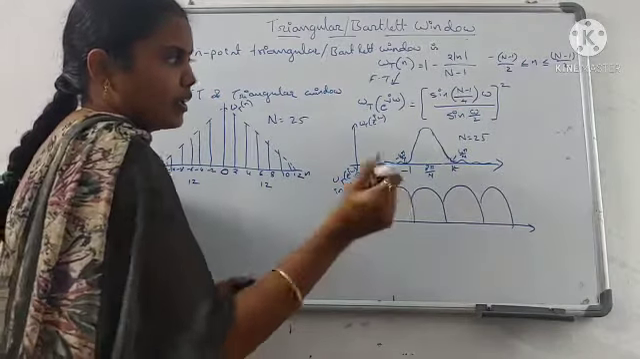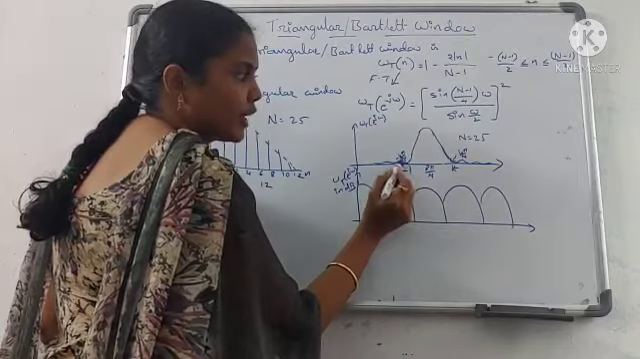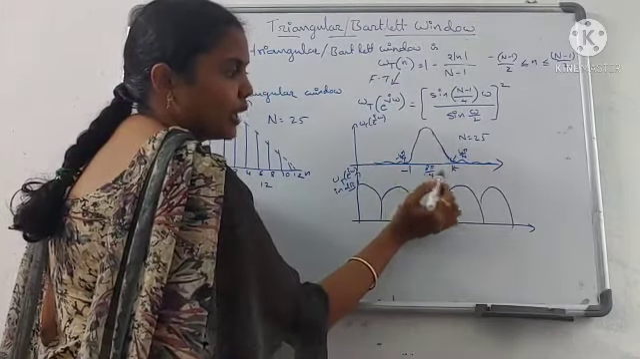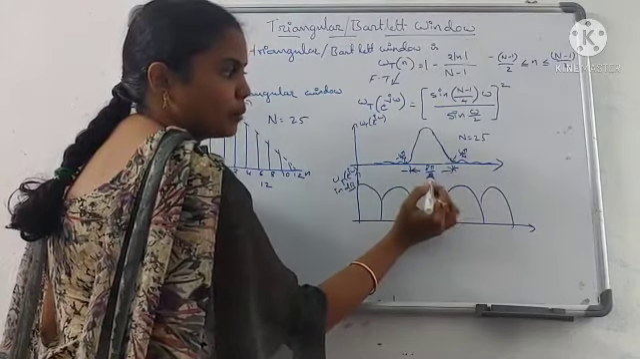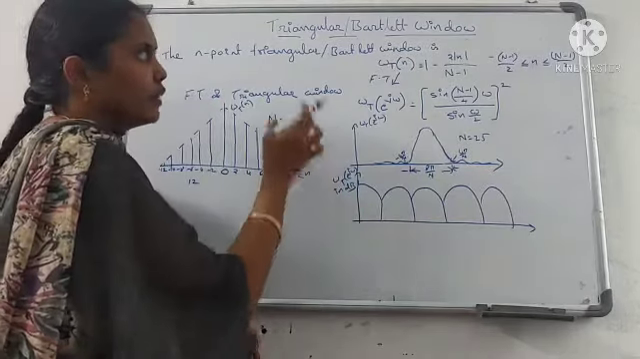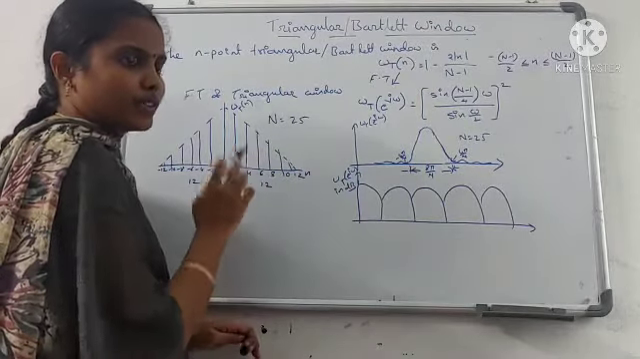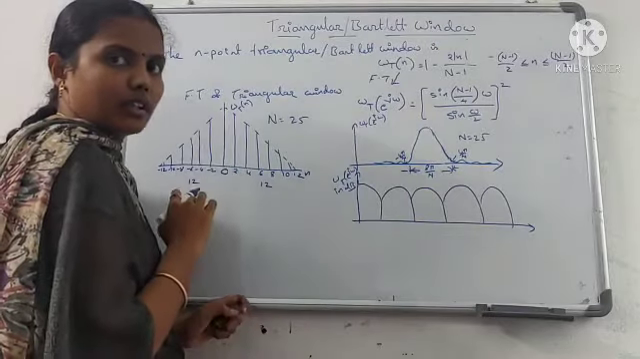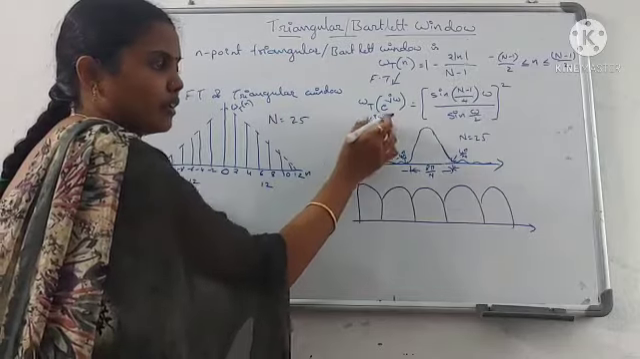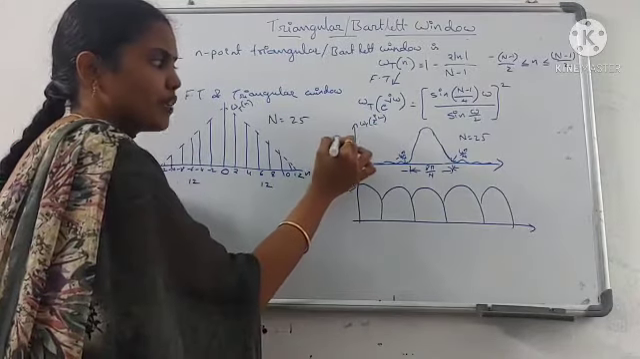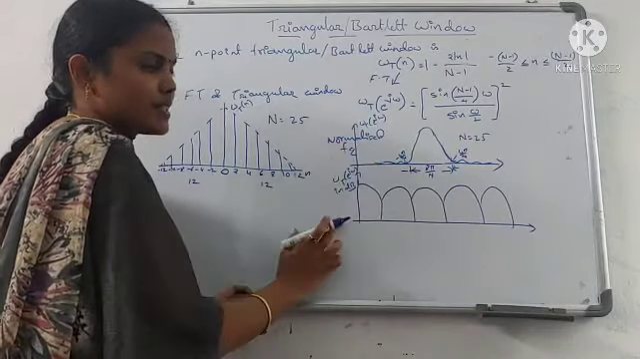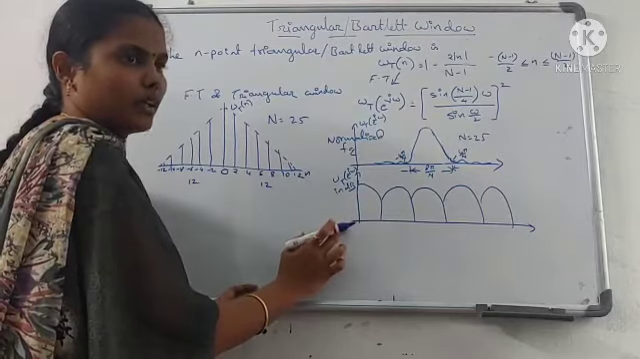So here the side lobe is 4 pi by N and the width of the main lobe is 8 pi by N. That means the main lobe width of the triangular window is twice that of the rectangular window. This is W_T of e power j omega against normalized frequency. This is the normalized frequency response, and this is the frequency response in dB.